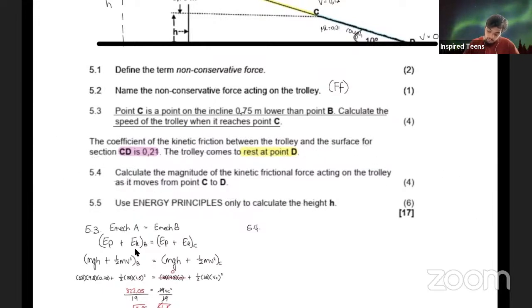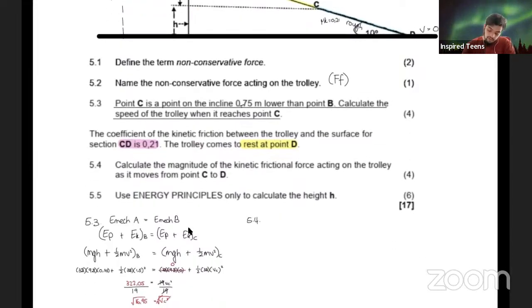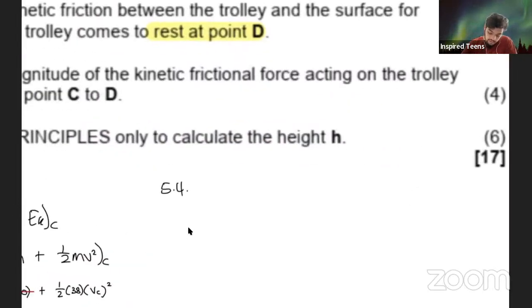Okay, 5.4. Calculate the magnitude of kinetic frictional force acting on the trolley as it moves from point C to D. This is a bit of newtons. Nevertheless, let's do this calculation. So 5.4, they want us to calculate frictional force. So remember, frictional force Ff is equal to Fn times mu k. So mu k we know, Fn is the one we need to calculate.